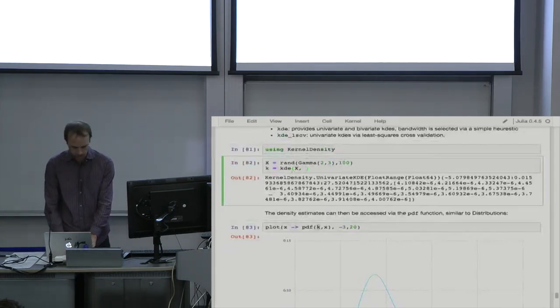And the nice thing about KDE is the kernel is just a distribution, so you can just change that to, say, instead of that, we can use like a Cauchy kernel. Actually, no, we can't use Cauchy, because it's too heavy-tailed. We have a logistic, that works.